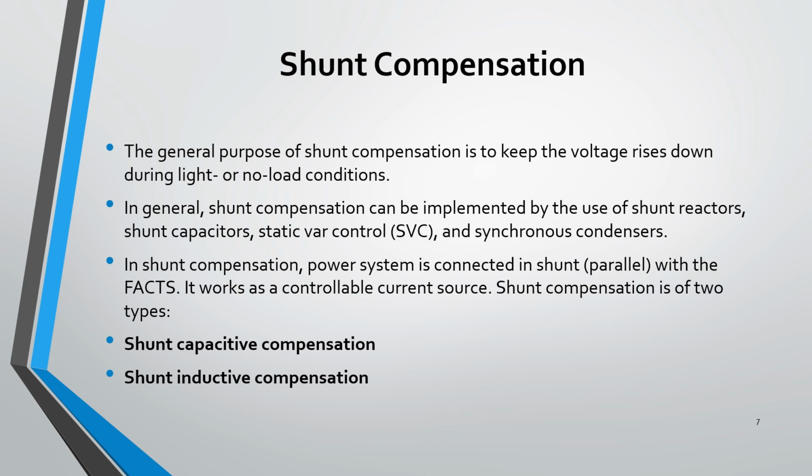One is the shunt capacitive compensation, in which we use shunt capacitors or a capacitor bank in parallel, and the other one is the shunt inductive compensation, in which we use a reactor or inductor connected in parallel for compensation in the transmission line. So I will discuss this shunt capacitive compensation a little bit. This method is used to improve the power factor.